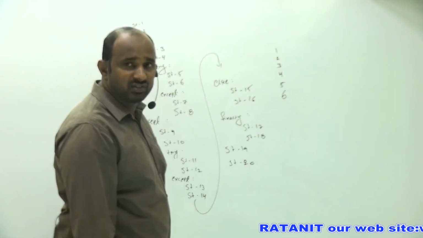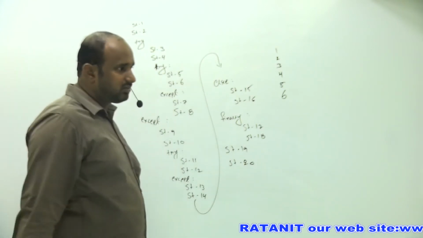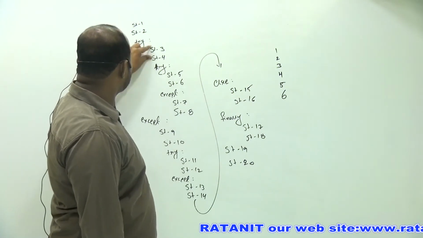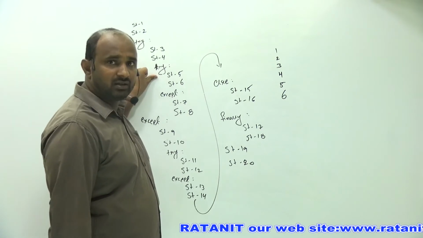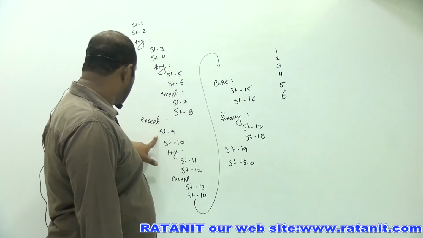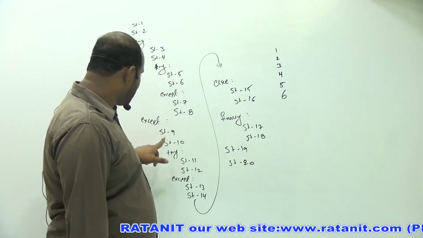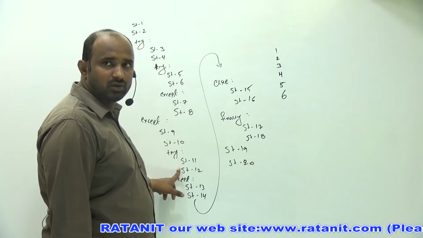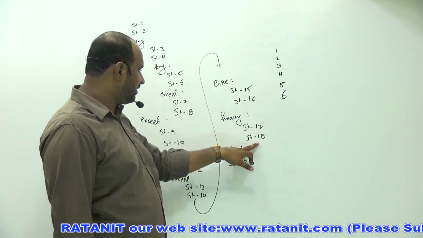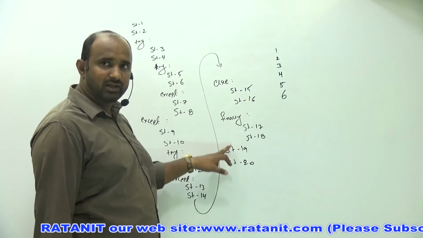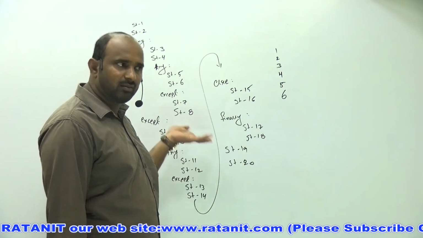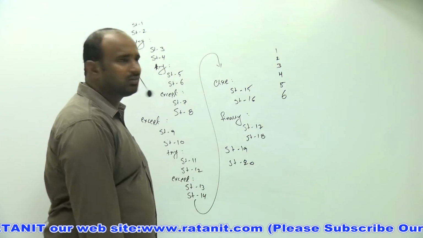Inner except is not matched, but the outer except is matched. Then what is the output? 1, 2, 3, 4, 5, exception at 6, so up to 5 only is printed. Then 7, 8 are not executed. Outer except is matched, so 9, 10, 11, 12 are printed. After 12, 15, 16 are not executed. Finally 17, 18 executed, 19, 20 also executed. Why? You will get normal termination because an except block is matched, not the inner except, the outer except. Very clear?